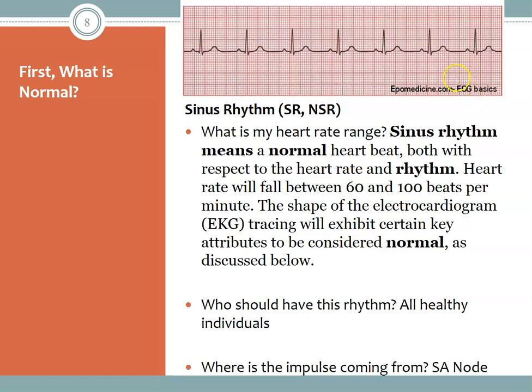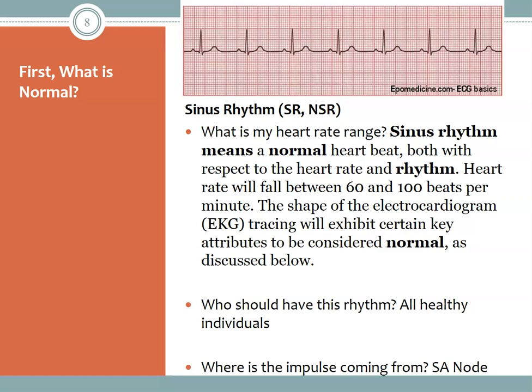Okay, first, we have to always know what's normal in order to understand what's abnormal in the heart. First, we start with sinus rhythm. This is normal. This is a normal heart rate. All healthy individuals should have this heart rate. We know that the initial impulse is coming from the SA node, the natural pacemaker of the heart. That means it's a normal heartbeat with respect to heart rate and rhythm. The heart rate will fall between 60 and 100 beats per minute, and the shape of the EKG tracing will exhibit a form like the one at the top there.